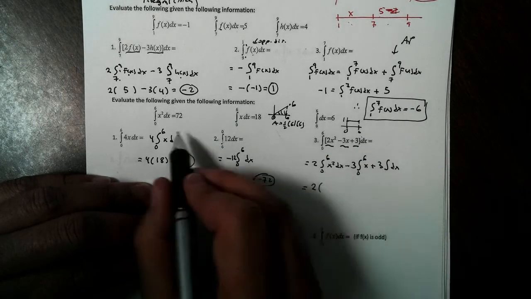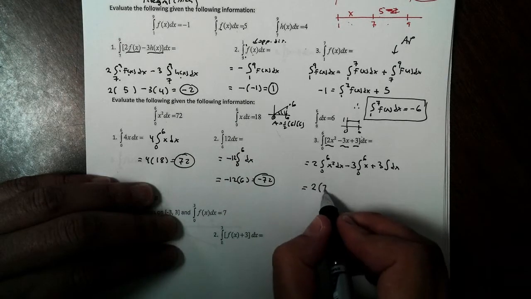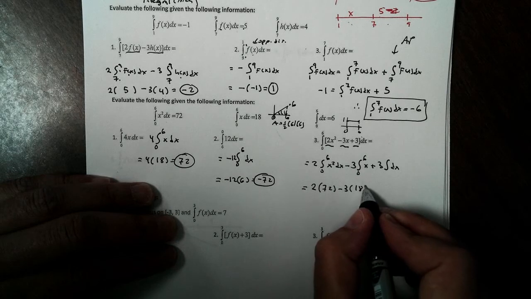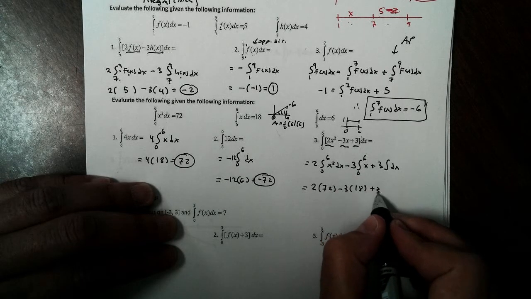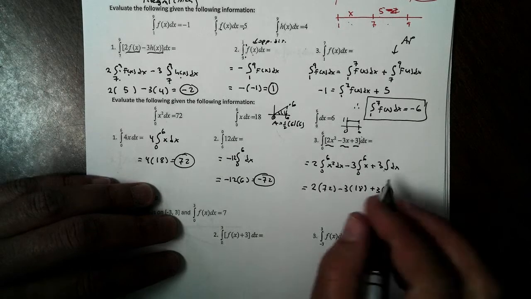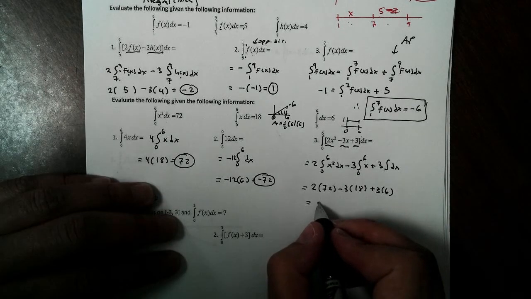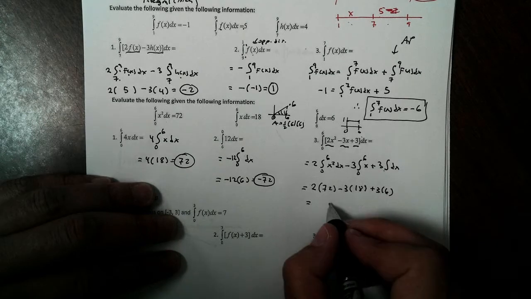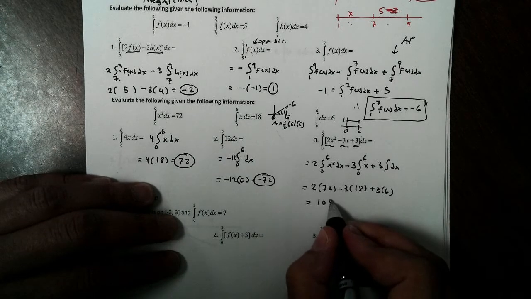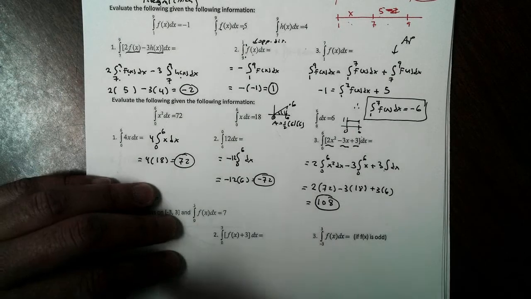2 from 0 to 6, x squared is 72, minus 3, that becomes 18, plus 3, that becomes times 6. And then what do we get here? 2 times 72 minus that. And you get, if you simplify all of this, what's that? You get 108. I'm going to do that for you right there.